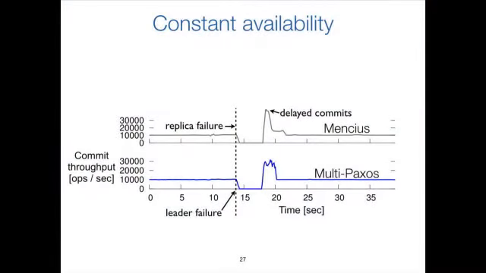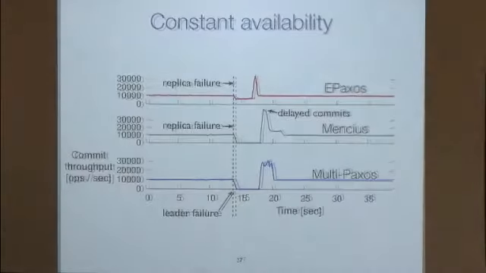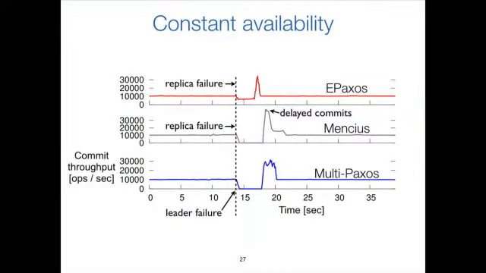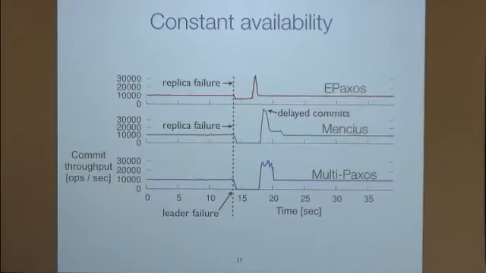In Mencius, any replica failing will have this behavior, whereas in EPaxos, a replica failing will cause the throughput to go down by a third. In this case, we had 3 replicas. So the throughput goes down by a third because those clients that were talking to the replica that has failed have to time out and then talk to some other replica.